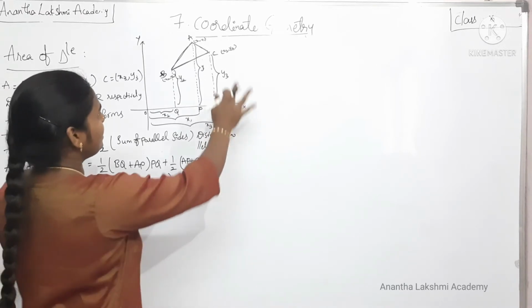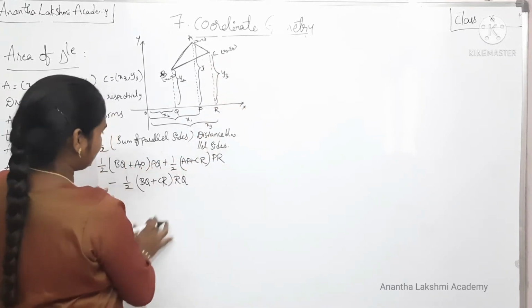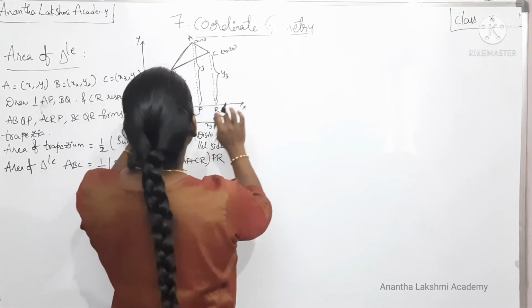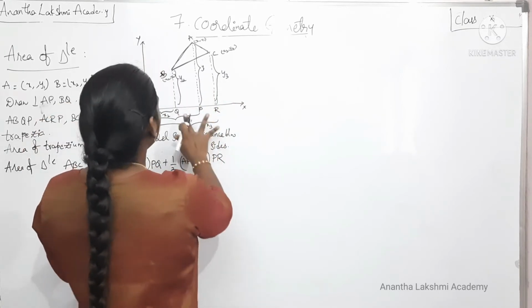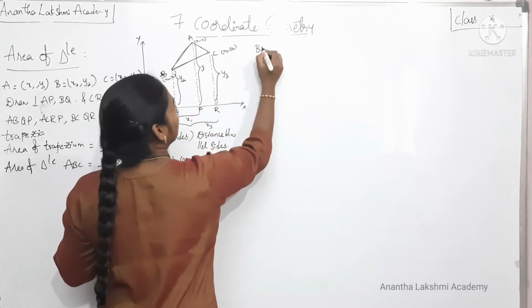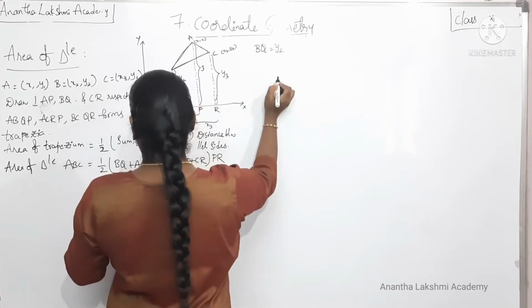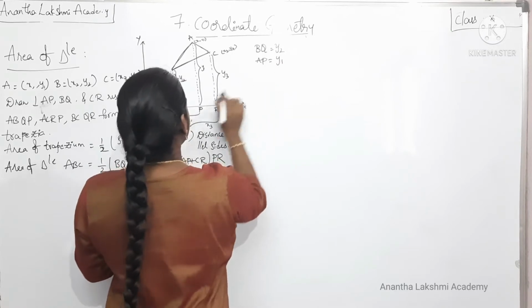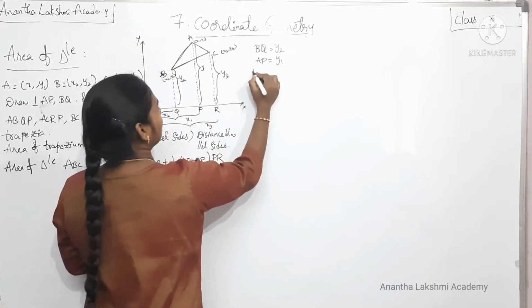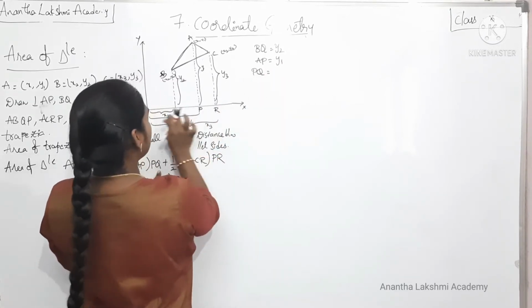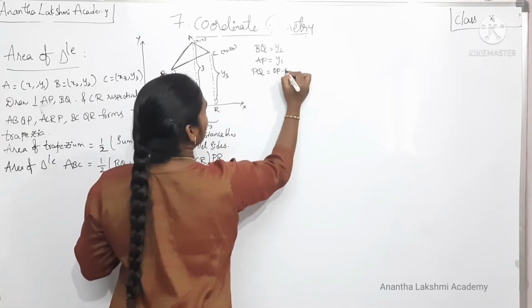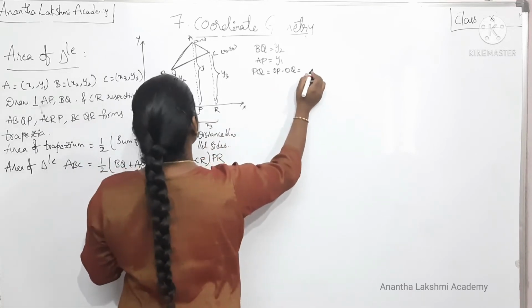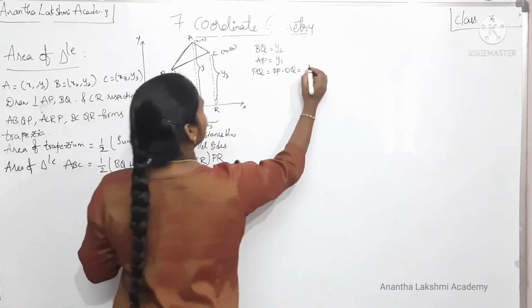Even before this, let us figure out the distances, like what is BQ, what is AP. Let us try writing it next to the diagram so that it will be easy for us. What is BQ? BQ is nothing but y2. Alright, AP, what is AP? AP is y1. Next PQ. PQ is nothing but OP minus OQ. OP minus OQ is equal to x1 minus x2.